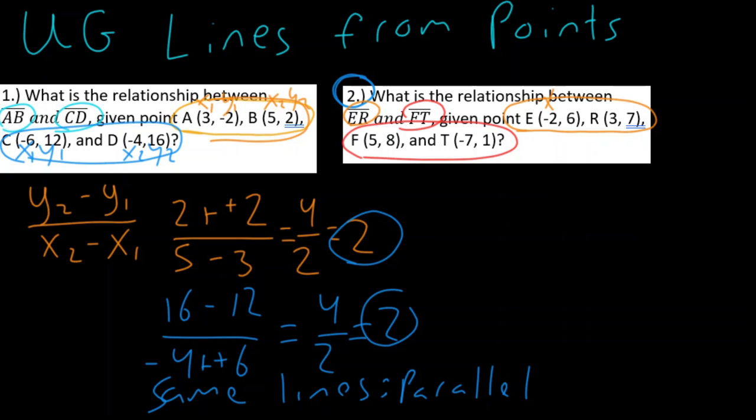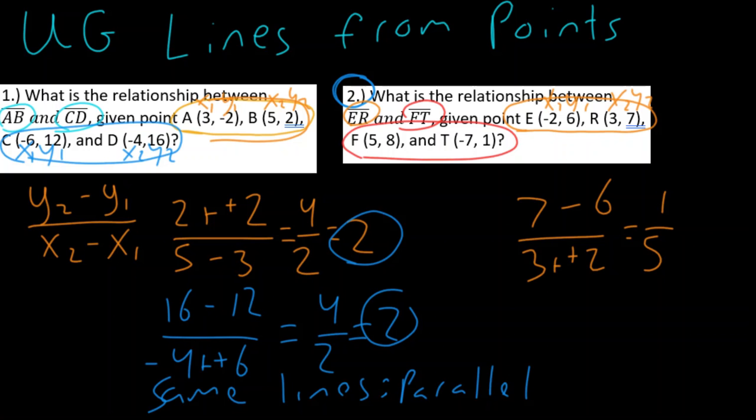So we can go ahead and say point E is x1, y1, and R is x2, y2. And so we have 7 minus 6 over 3 minus negative 2. 7 minus 6 is 1 over. Two negatives make a positive, and 3 plus 2 is, of course, 5.